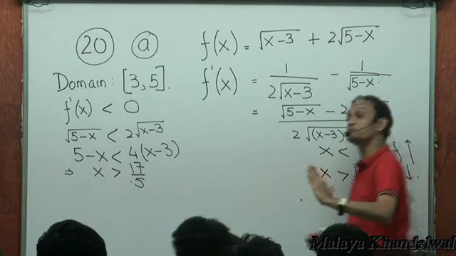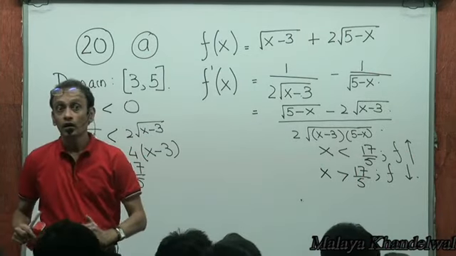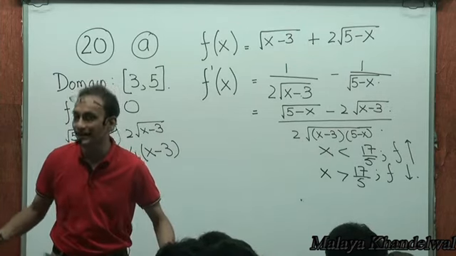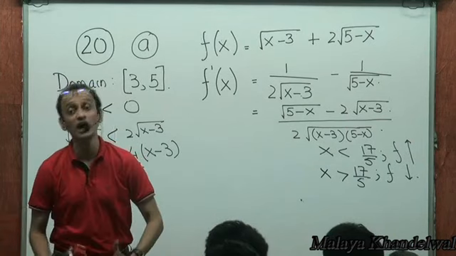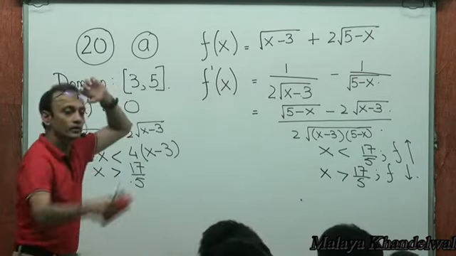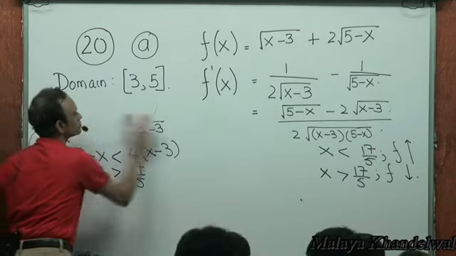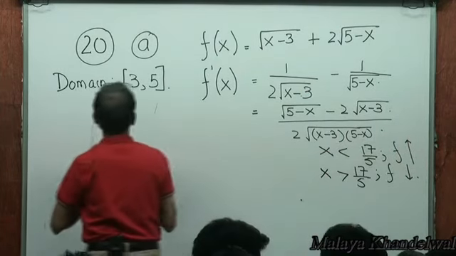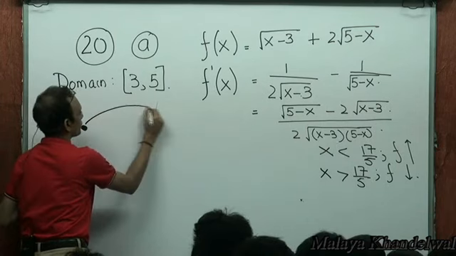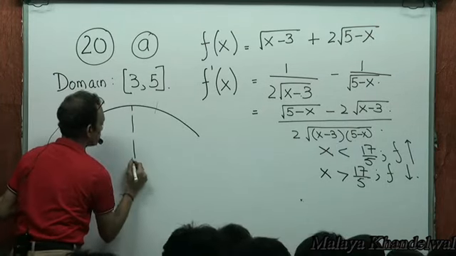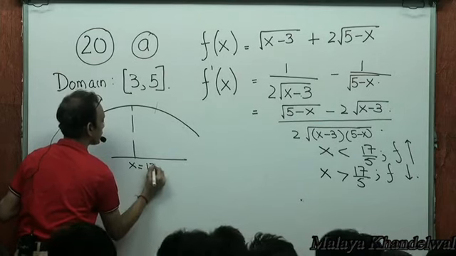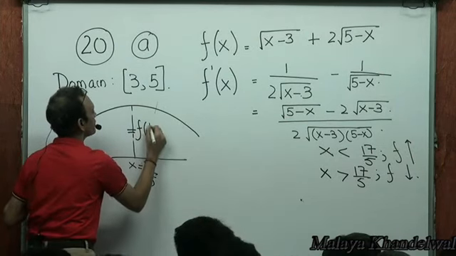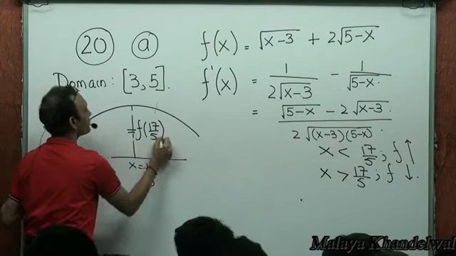So x equal to 17 by 5 must be a local maximum. Not only a local maximum, a global maximum, that being the only stationary point in the interior of this interval. So x equal to 17 by 5 will give me the maximum value of the function. Yes or no? So essentially then, at x equal to 17 by 5, the function has a maximum value f of 17 by 5.